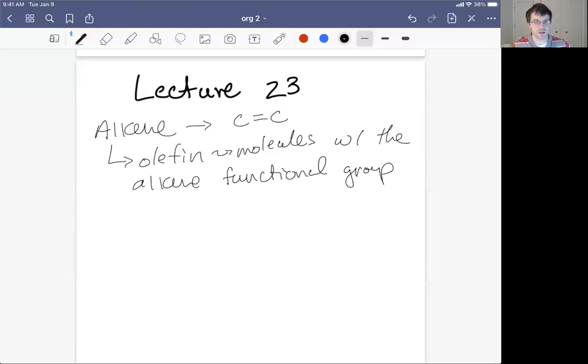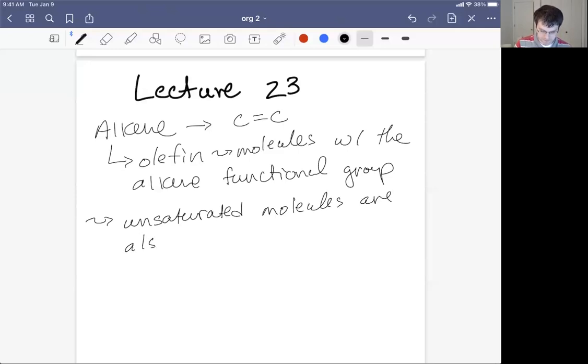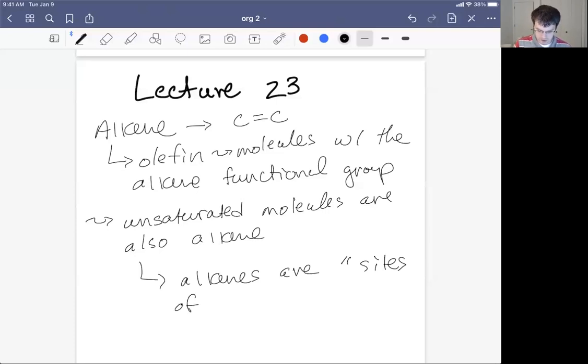Okay, that's a highly industrial term. Something a little bit more popular that you might hear is unsaturated molecules. So unsaturated molecules are also alkenes. And that's because an alkene is a site of unsaturation. So sites, in quotes, I like to put sites of unsaturation. Okay. So we have these sites of unsaturation.